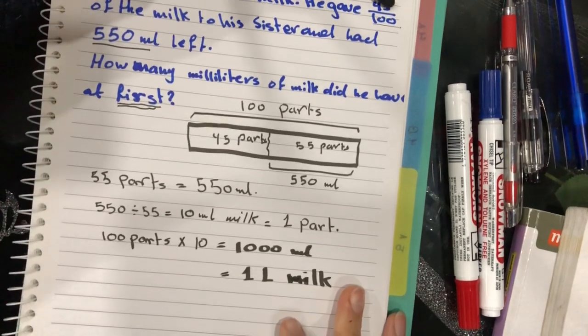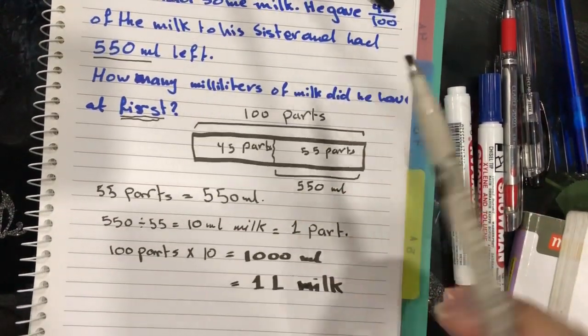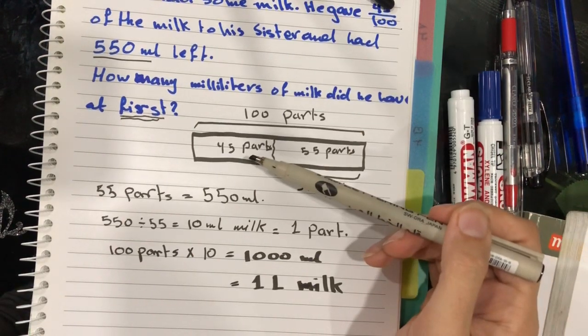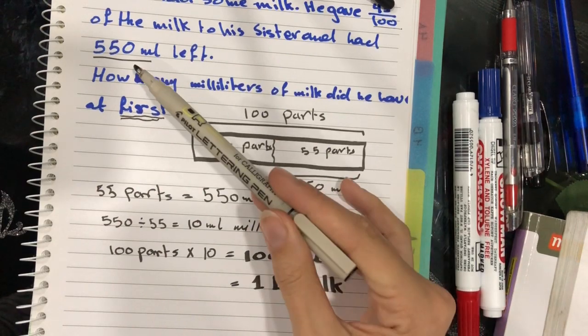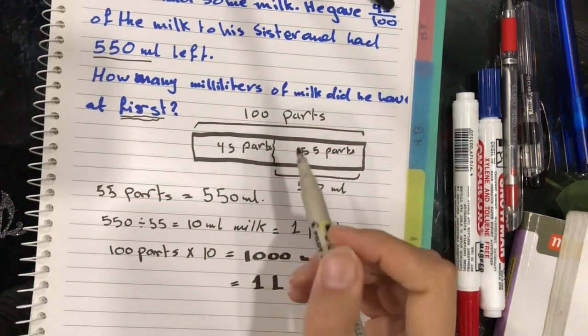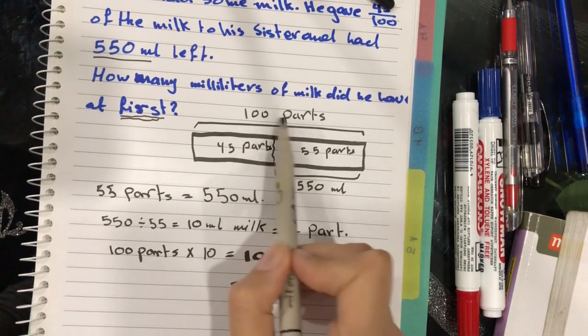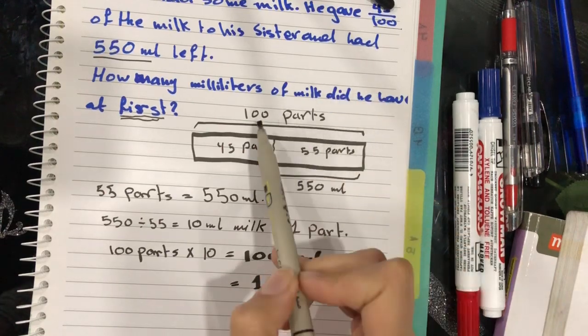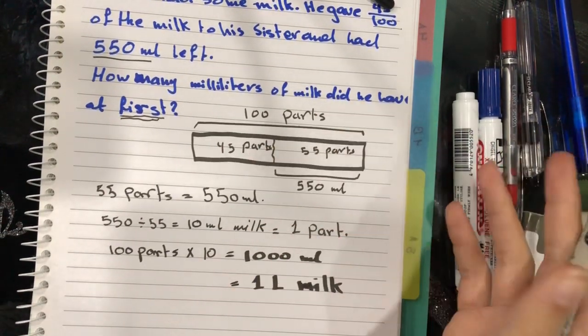Now, let's sum up one more time. He had some milk. He gave his sister 45 out of 100. And he had left 550 milliliters. We draw a diagram. This diagram is divided into 100 parts because the denominator is 100. The question tells me how many parts I should divide the amount into.